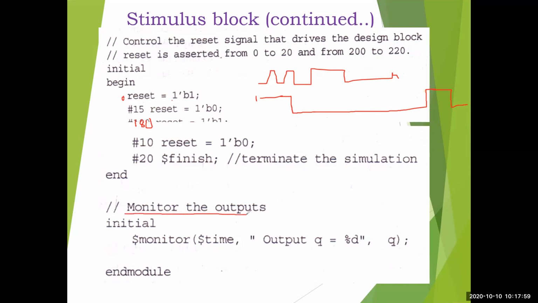Okay, monitor the outputs. Next stage. So how to monitor? Different ways are there. We'll learn it in behavioral description. Okay, initial monitor is the keyword. Inside that is the simulation time. It will tell whatever we have given: 0, 15, 180. It will calculate here exactly, and then it will display the output q.